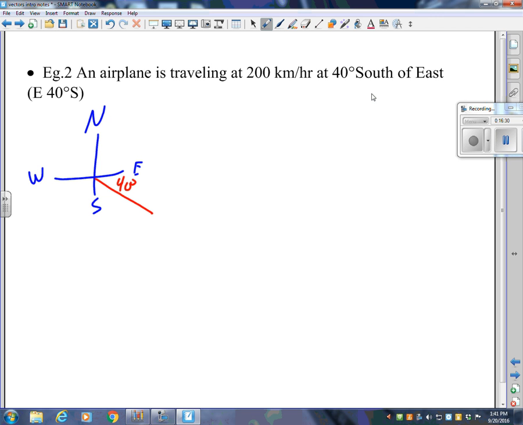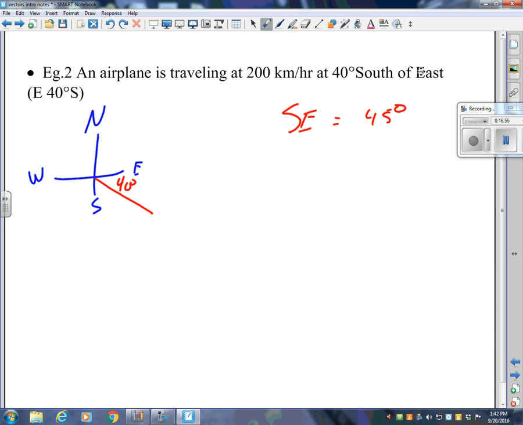If I just say southeast, then that means exactly 45 degrees. If you say south-southeast, it means, sorry, 22 and a half degrees. South-southeast would be like this. You don't, you just use a number. 40 degrees south of east.